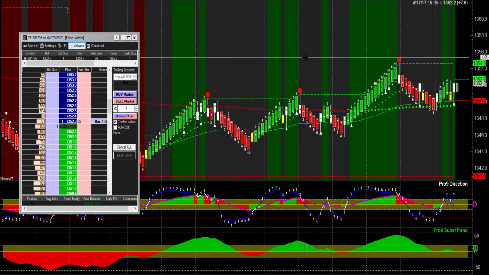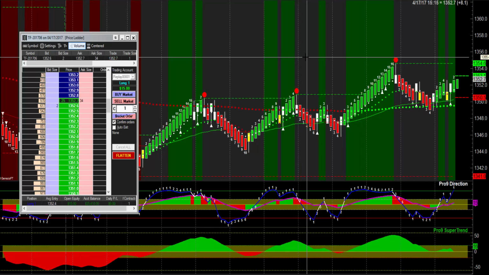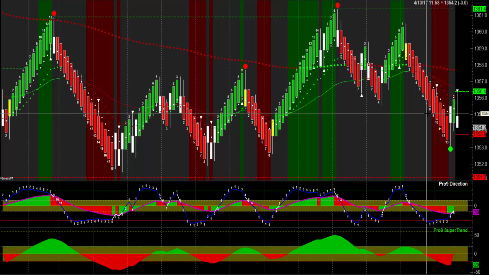So I do see that my DPI price is hit, and now my order is filled. And we are in our trade and looking to collect our profit target. But for now, let's take a look at a continuation short.